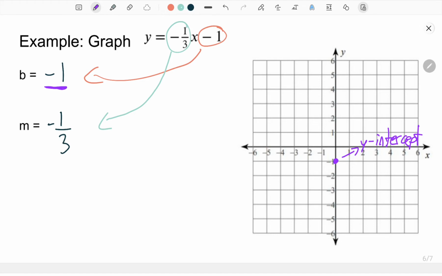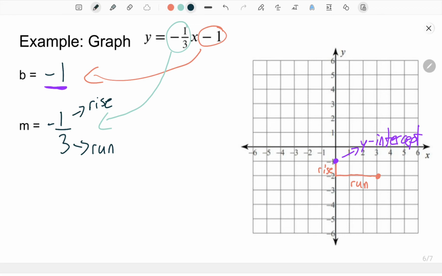Okay. Then, using that slope, -1/3, remember that this would mean a rise of -1, a run of 3. We can find a new point on the graph. And remember, if you have a negative rise, that just means you're going down. So you're going down, that's our rise, -1, and we're going across 3. So that's our run. And that leads us to this point over here.